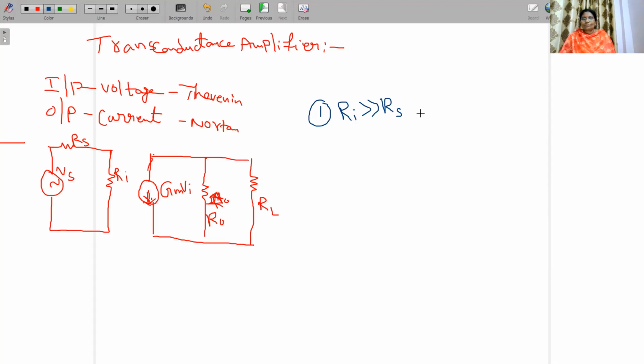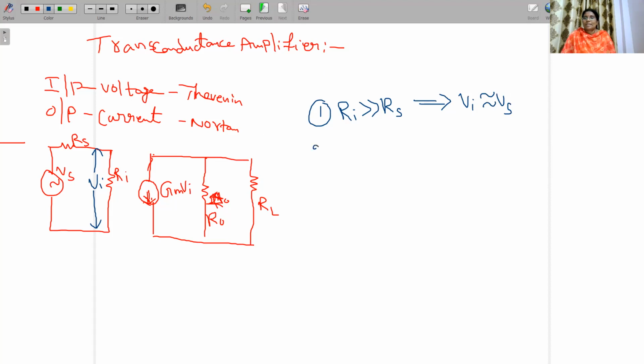What is the Vi now? Vi is approximately equal to the voltage drop across the resistance Ri, that is Vi. So Vi is approximately equal to Vs. What is the first condition? Ri is far greater than Rs. Then Vi is approximately equal to Vs. Okay, now this is the first condition.